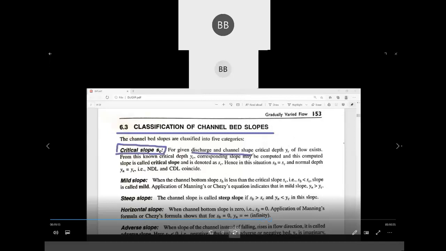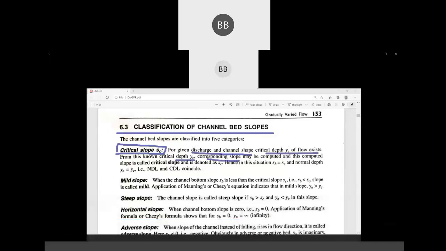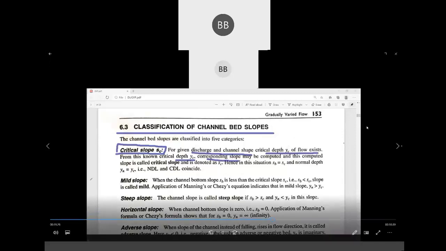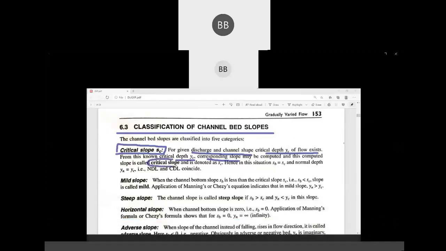Channel shape, critical depth yc of flow exists. For this particular critical depth, if you want to find out the slope corresponding to it, that slope is called critical slope. Critical slope is nothing but the slope at critical depth, denoted by Sc. Hence, in this situation, your bed slope is nothing but your critical slope.